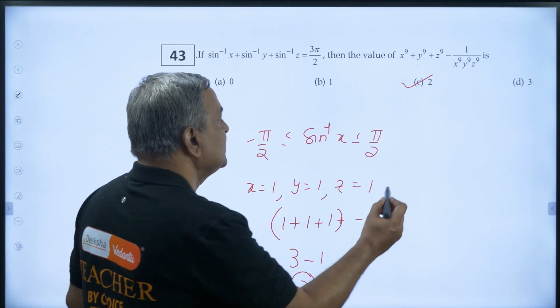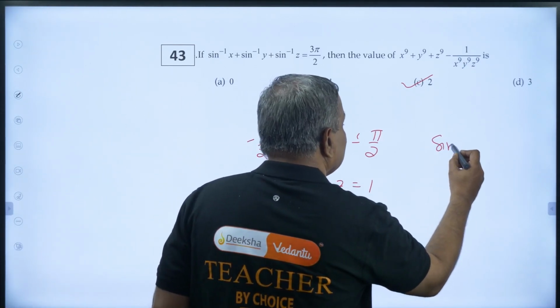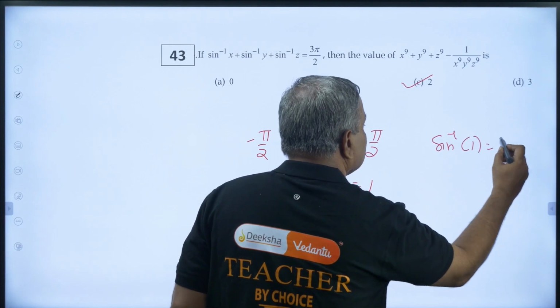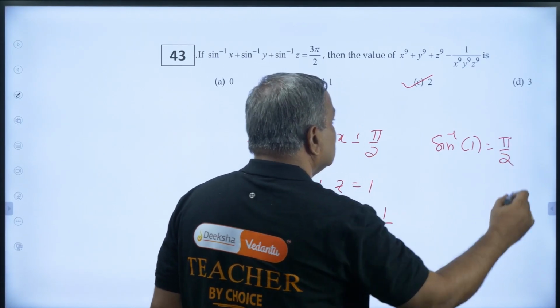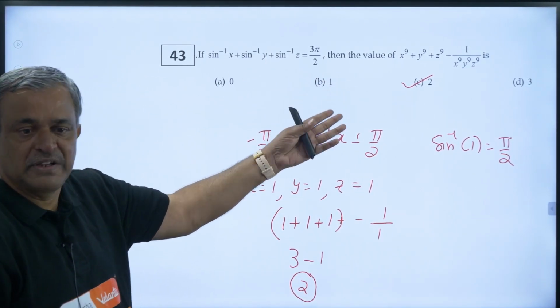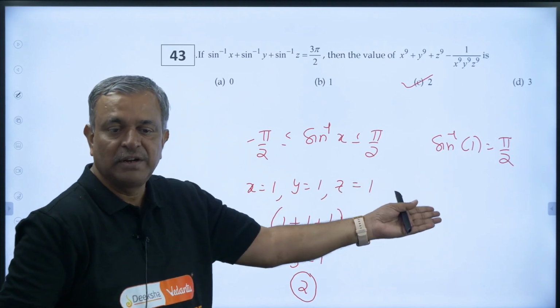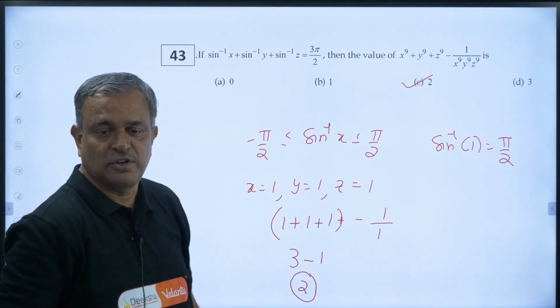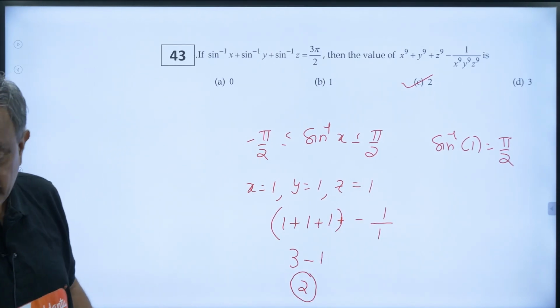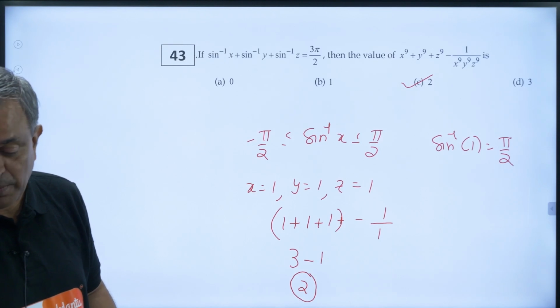So sine inverse x lies between minus pi by 2 to plus pi by 2. Okay. And sine inverse 1 is equal to pi by 2. So pi by 2, pi by 2, pi by 2 will give you 3 pi by 2. So therefore, x equal to 1, y equal to 1, z is equal to 1. Option C is correct.